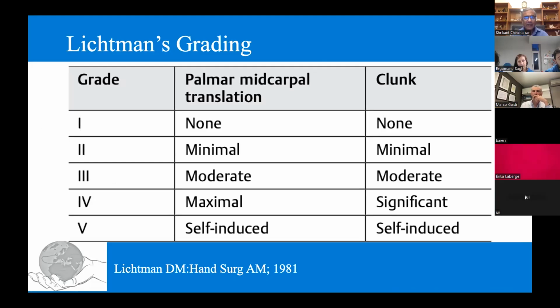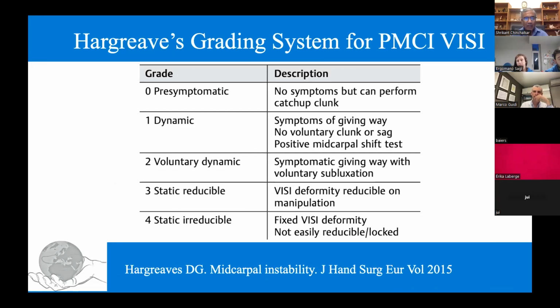Lichtman graded this in five different categories, and of course this was modified by the Hargrave grading, which also has five different categories. They have been categorized in terms of a description of what exactly happens, going from pre-symptomatic to dynamic and so on.